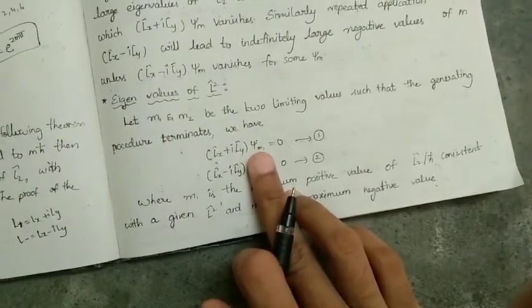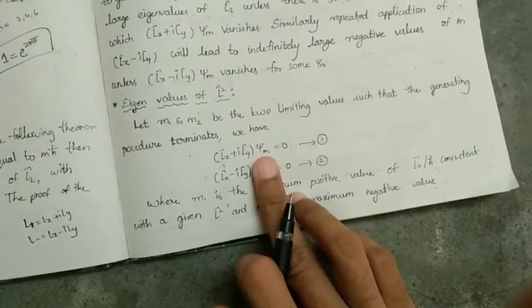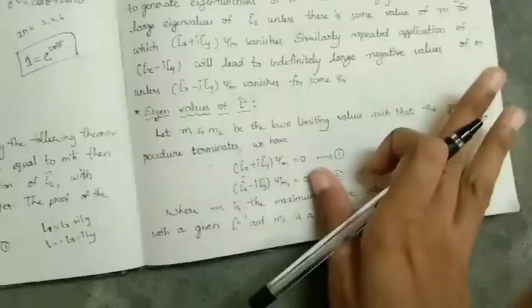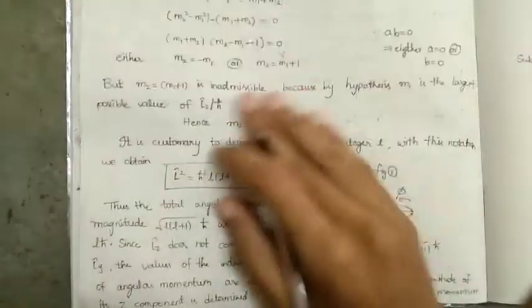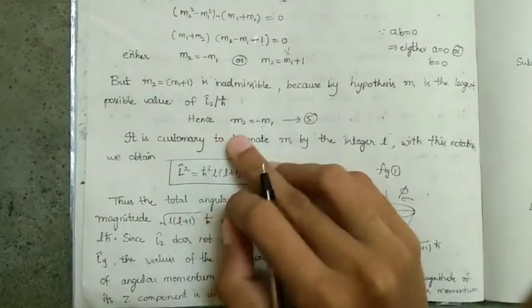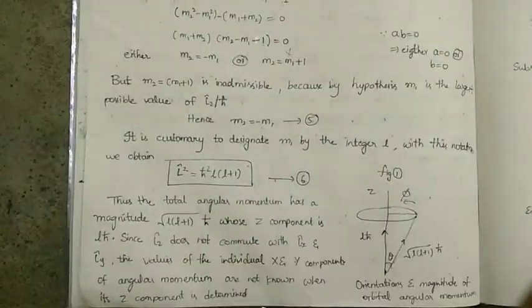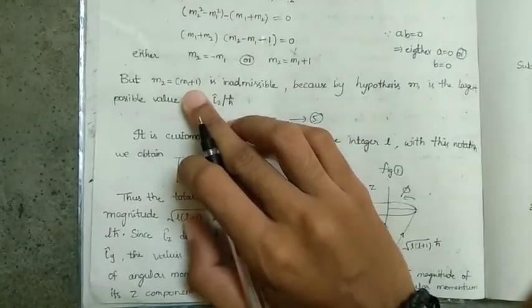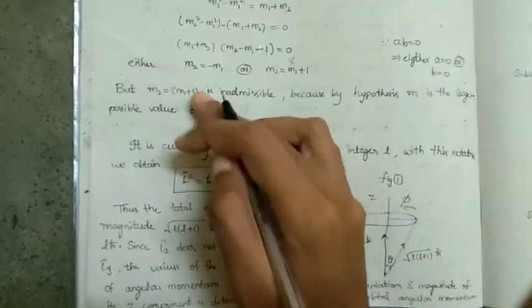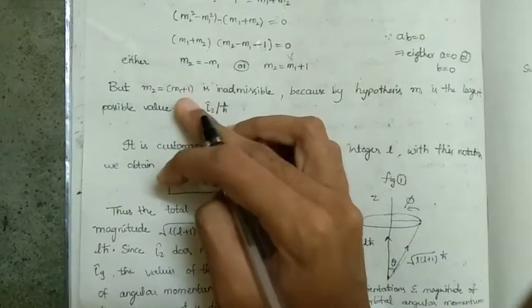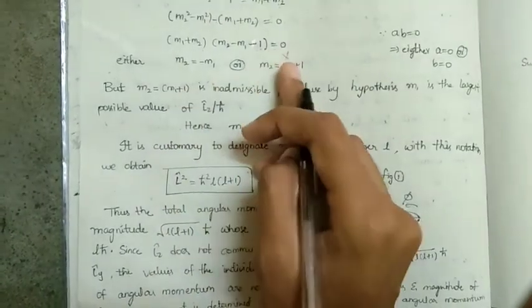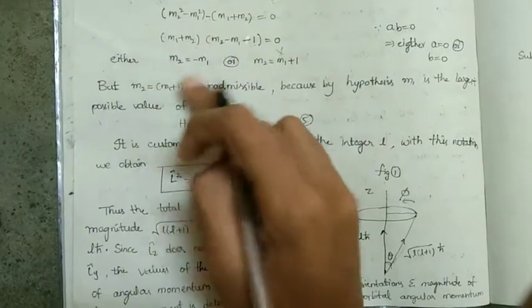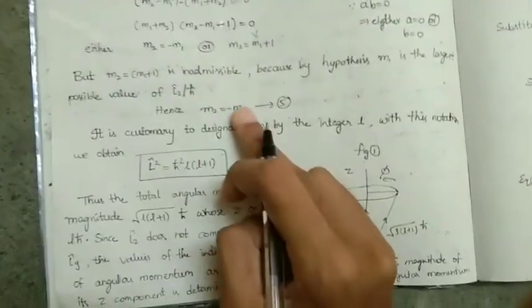As we have already discussed, m1 is the maximum positive value, that is, for a given L value equal to 2, the maximum positive m value is 2. So we cannot have m2 equals m1 plus 1. As m1 is the maximum positive value, this is not possible. So the only possibility is m2 equals minus m1.